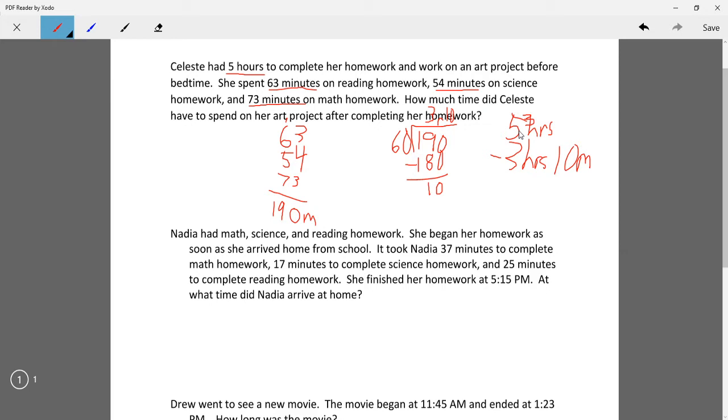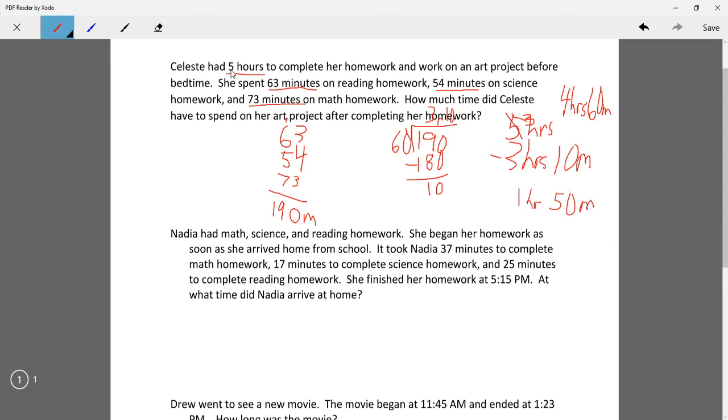Now, you can think about this like carrying, and it could actually be 4 hours and 60 minutes, right? So if you subtract 3 hours and 10 minutes from 4 hours and 60 minutes, it becomes 60 minus 10 is 50, 4 minus 3 equals 1. So that's 1 hour and 50 minutes. So this is your answer.